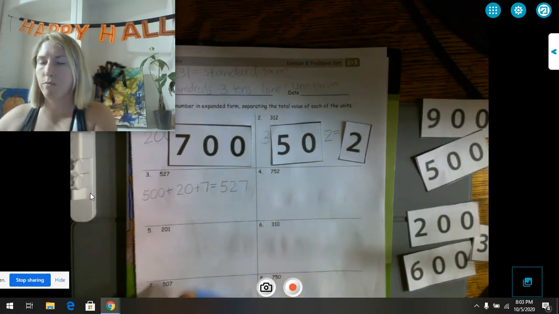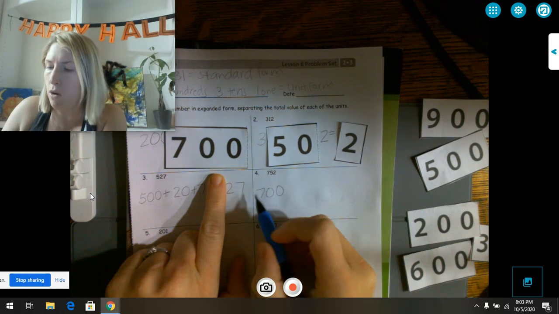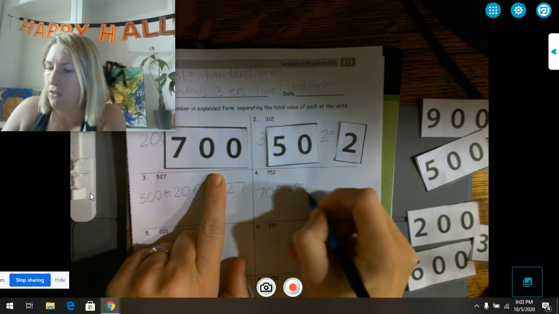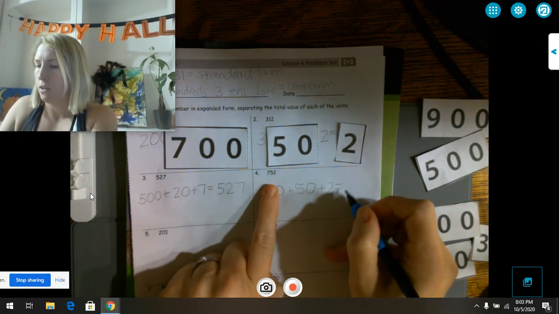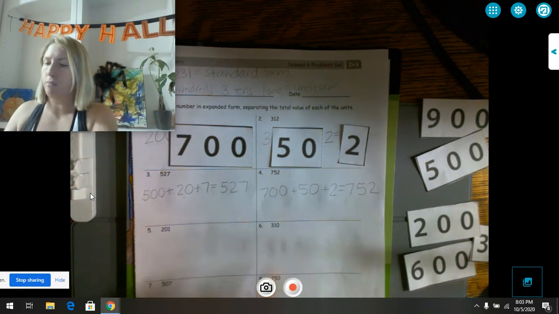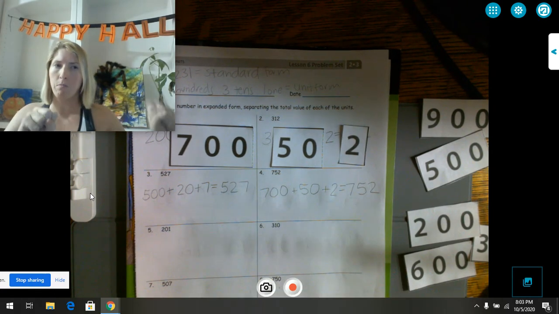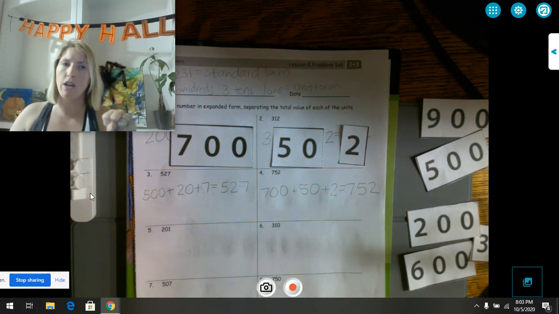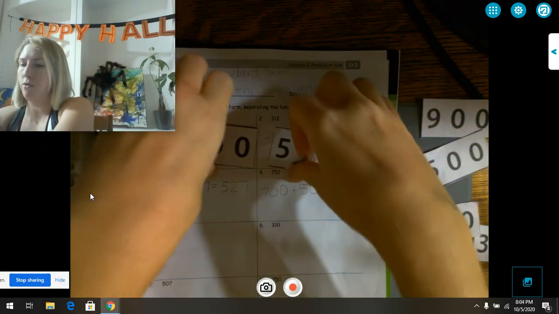700, 50, and 2. We're expanding it out. So we're going to write in expanded form, 700 plus 50 plus 2 equals 752. So it's just like those number bonds we were making. We have part plus part plus part equals whole. So 700 plus 50 plus 2 equals 752.